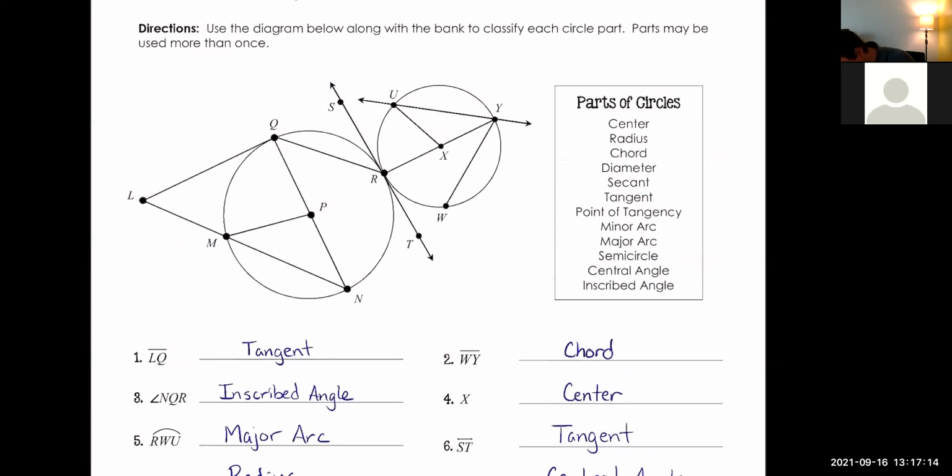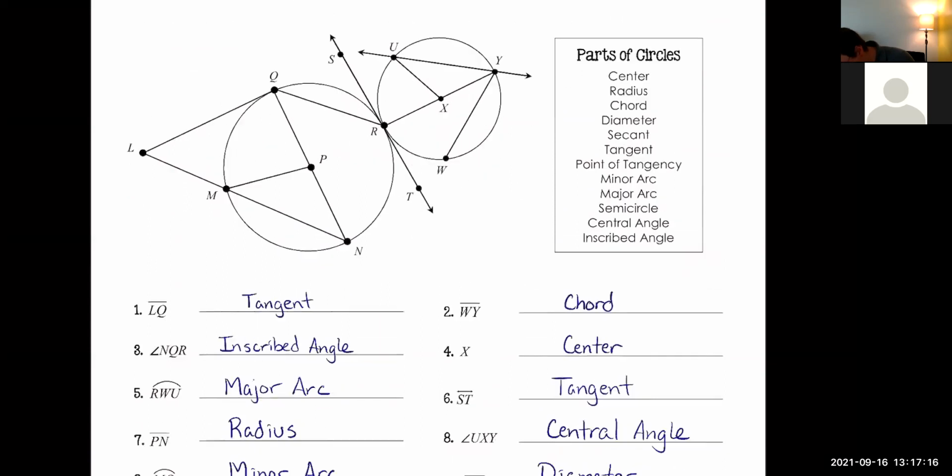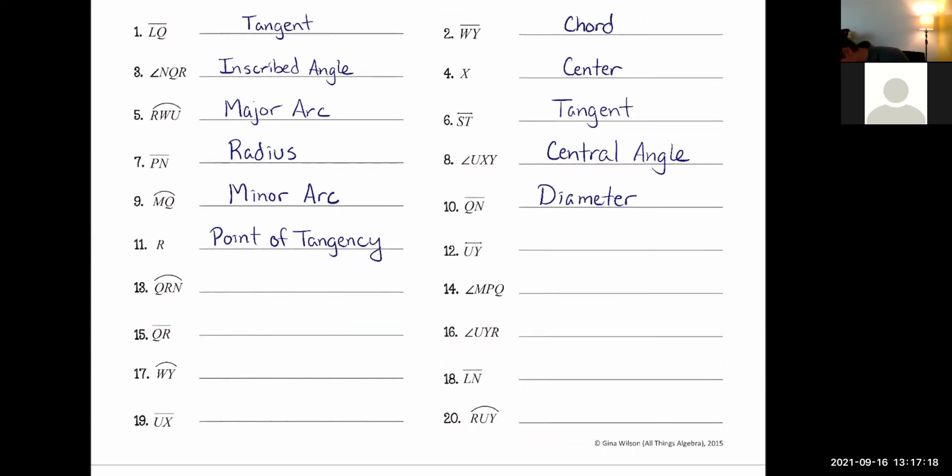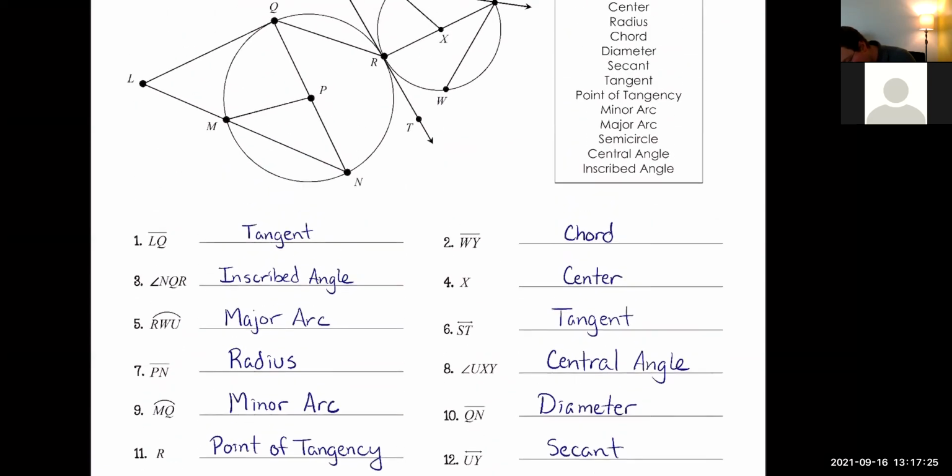Line UY. Secant? Yeah. Okay. That's because it passes through 2 points on the circle. Next up is arc QRN.